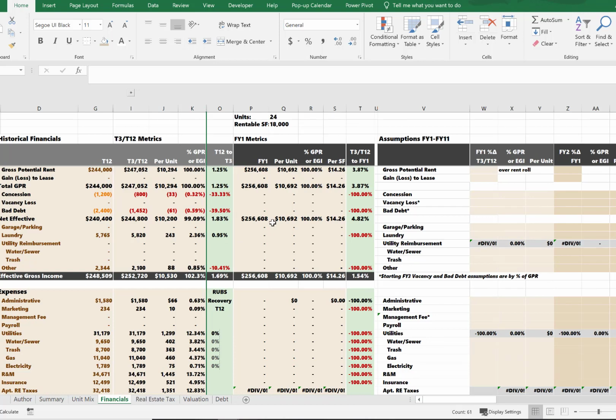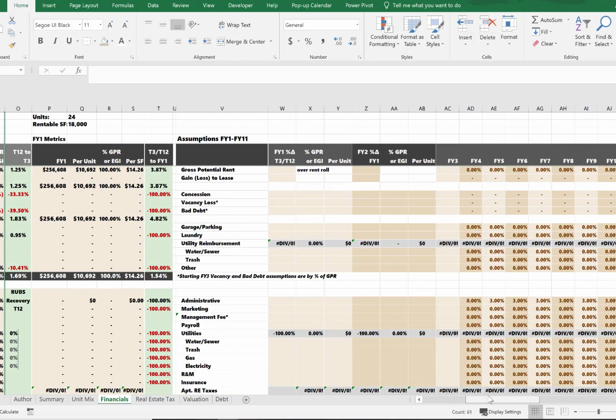And then we transition into our forecasted year one assumptions, but we haven't made any assumptions yet. So to do that, we just need to slide over to the right a little bit, and this is where we're going to start making our assumptions for the pro forma.